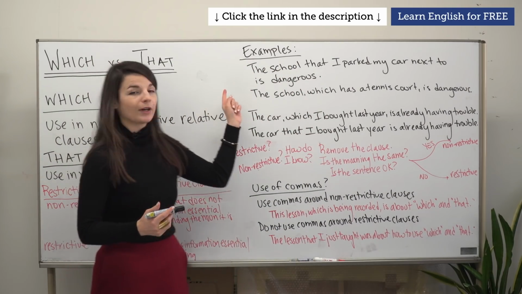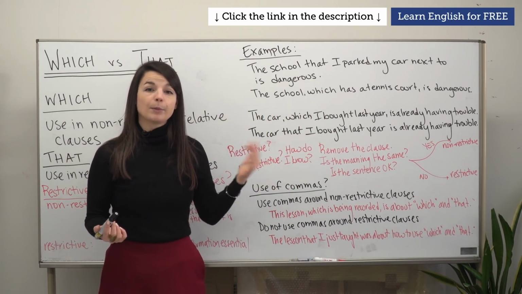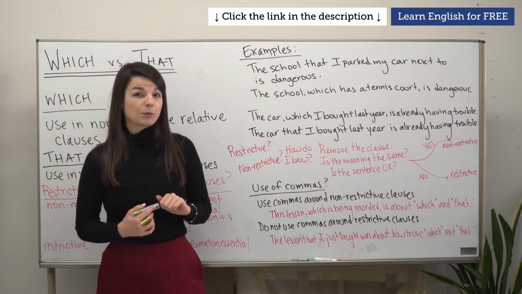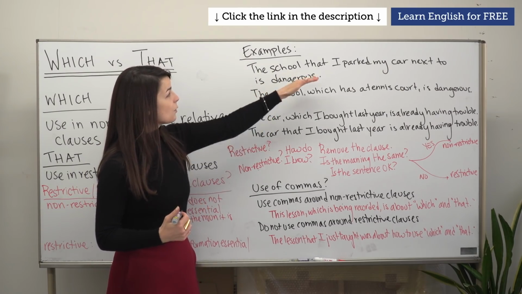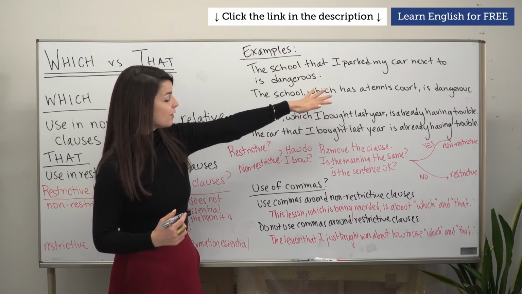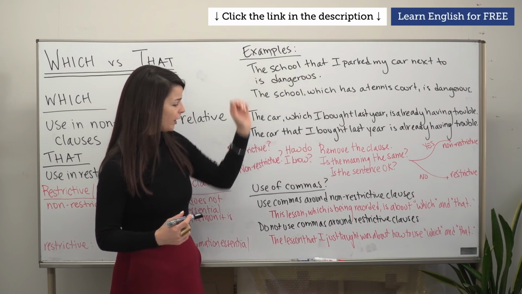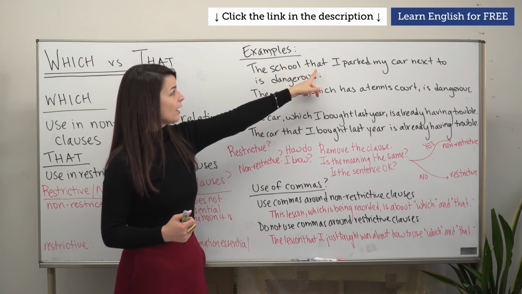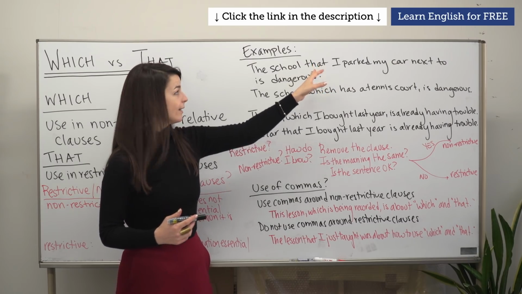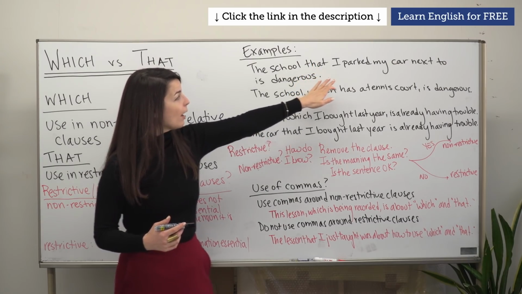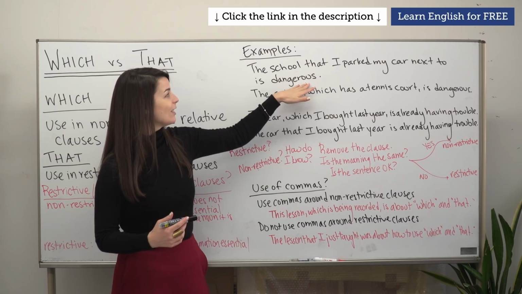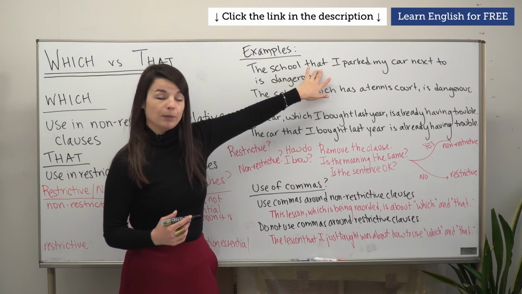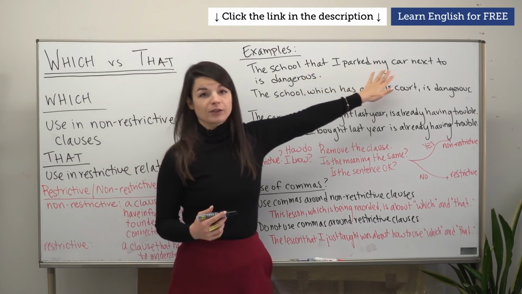The first example I have is rather extreme, but it's just to show the differences between these two. First, the school that I parked my car next to is dangerous. So here my noun is school. Here I've got the relative pronoun that. I have the school that I parked my car next to is dangerous. I've used that here because my clause is a restrictive clause.